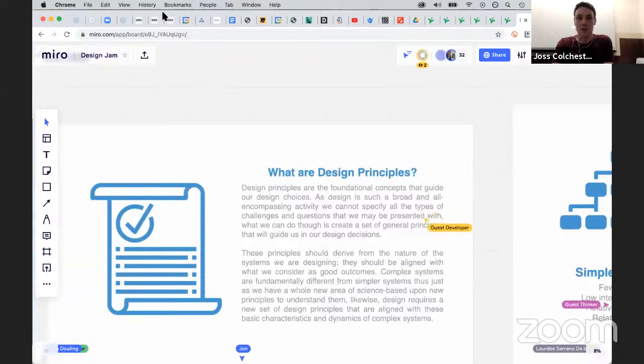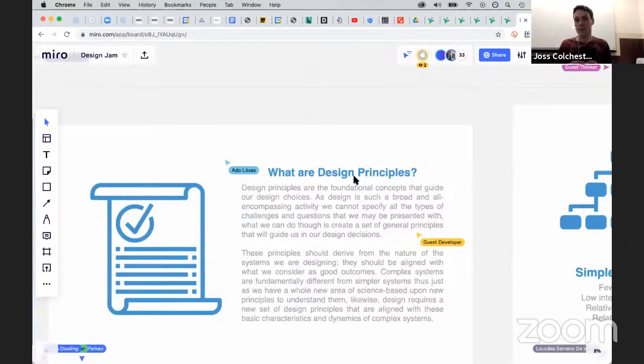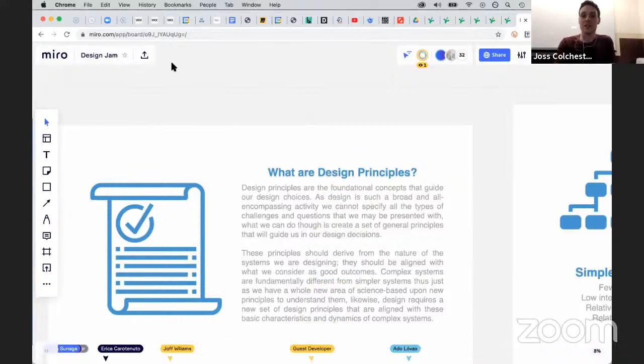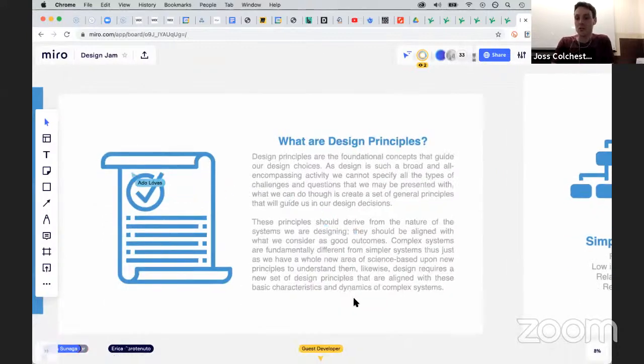Start with this. Design principles are the fundamental concepts that guide our design choices. As design is such a broad and all-encompassing activity, we can't specify all the types of challenges and questions that we may be presented with. What we can do, though, is create a set of general principles that will guide us in our design decisions. These principles should derive from the nature of the system we're designing. They should be aligned with what we consider as good design and good outcomes.